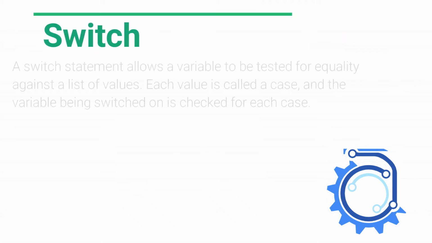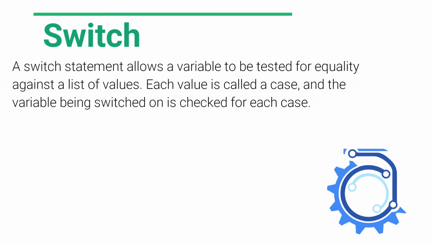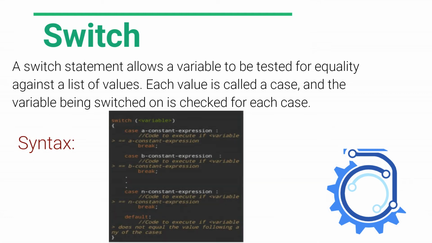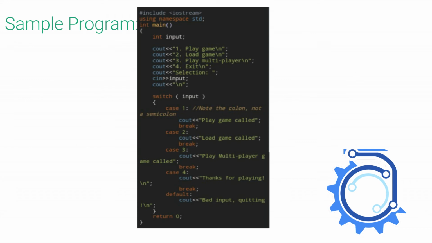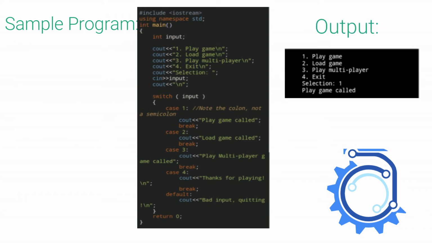Switch statement, or a switch. A switch statement allows a variable to be tested for equality against a list of values. Each value is called a case, and the variable being switched on is checked for each case. This is the sample program of switch statement.